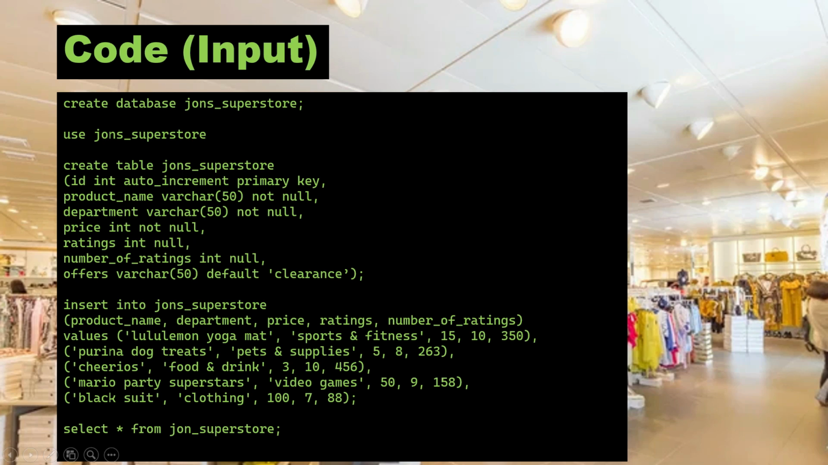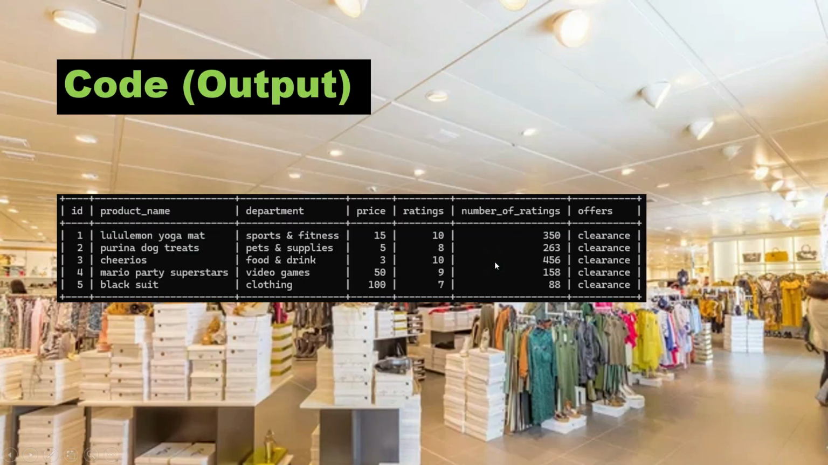I just did a sample, and you can see I listed yoga mats, sports and fitness. The price was 15, the rating was 10, and the number of ratings was 350. I didn't put anything in this column because it's still a clearance. Then Purina dog treats, pets and supplies, Cheerios, Mario Party Superstars, and a black suit. This basically tells the program to select all the columns and output all the information into a table, from John's Superstore.